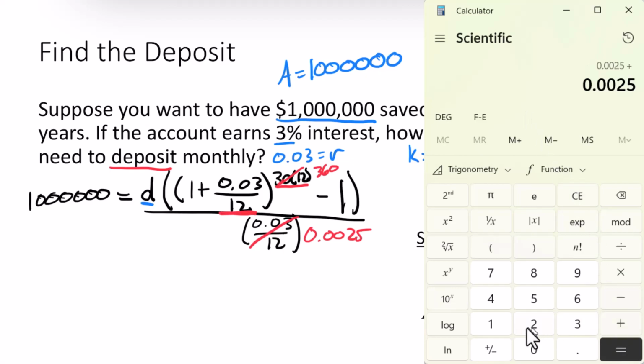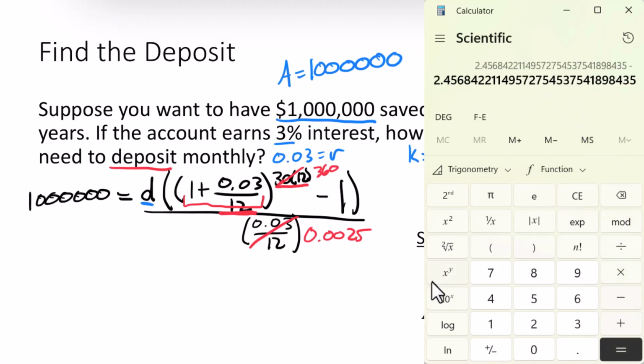So I'll now add 1 to that, and that gives me this decimal. So that's the stuff inside of this set of parentheses. Then I'll raise this to an exponent of 360, and that gives me this decimal. Then I'll subtract 1. And this number is basically the stuff that's inside of these big parentheses.